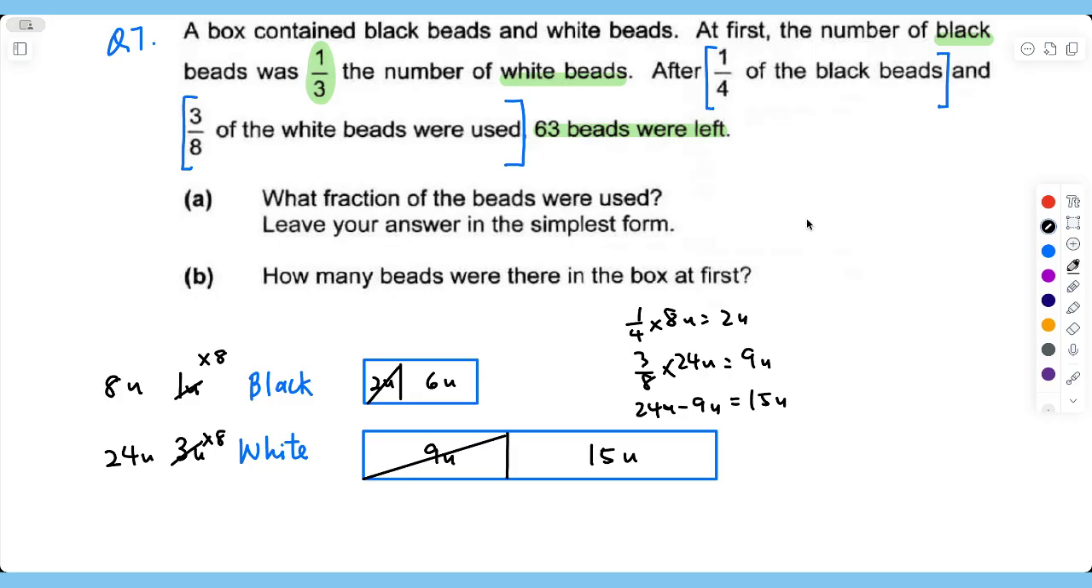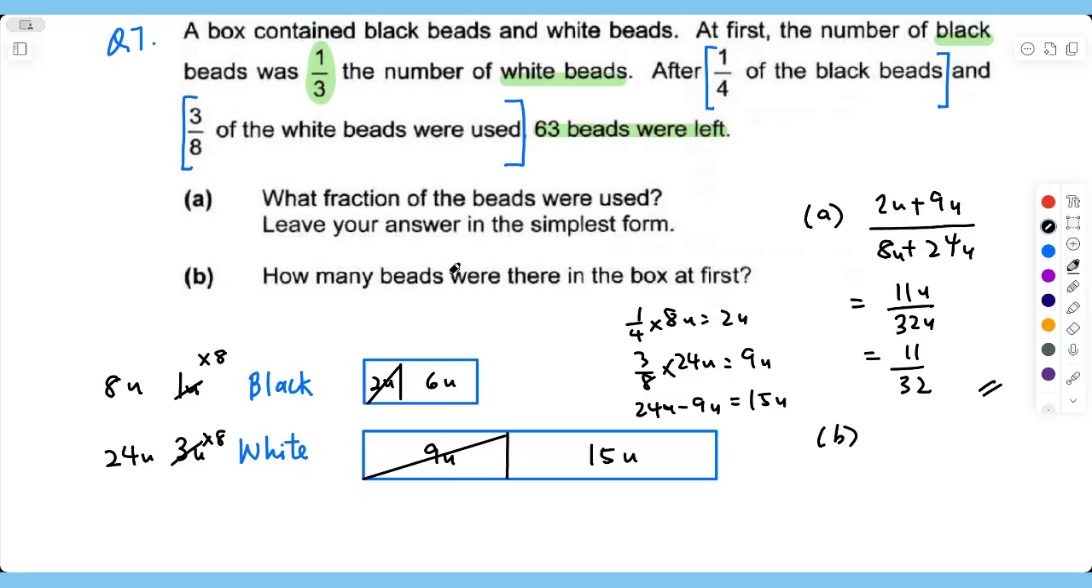So to find the answer for part A, what fraction of the beads were used? It will be 2 plus 9. That's the units that we used, black and white combined. So we have 2 units plus 9 units over the total units, which is 8 plus 24 units. That gives us 11 units over 32 units. So the fraction is 11 over 32. That's the answer for part A.